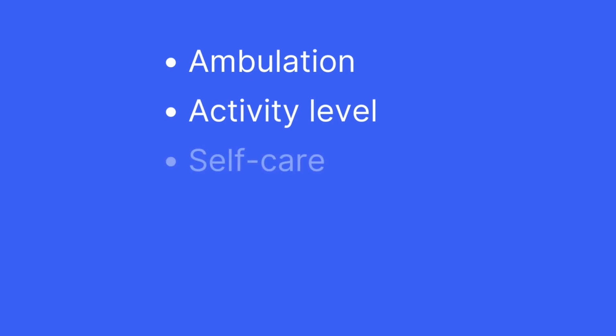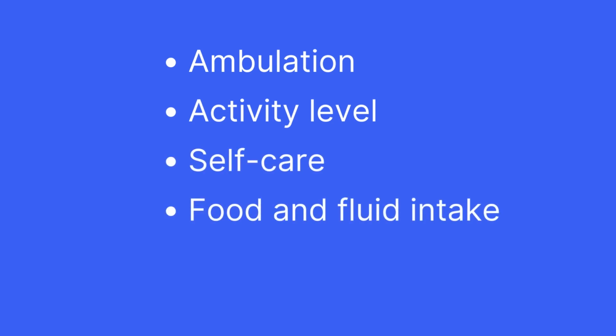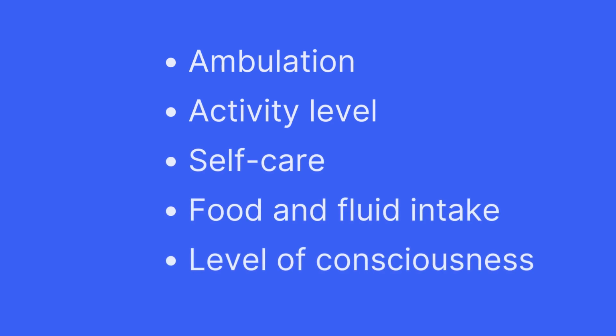The PPS is scored on a scale from 0 to 100, with 100 representing a healthy individual, where 0 represents the patient's death. The scale is divided into 11 levels, each describing a particular level of functioning in terms of ambulation, activity level, self-care, intake of food and fluids, and level of consciousness.